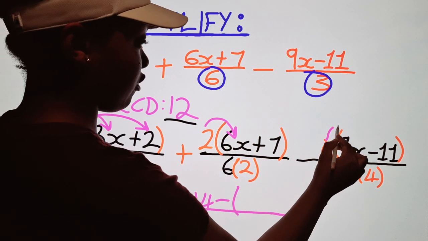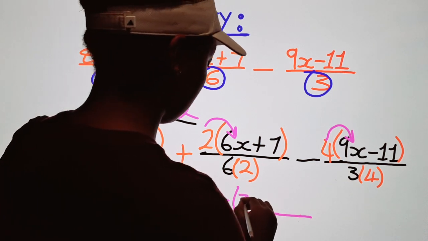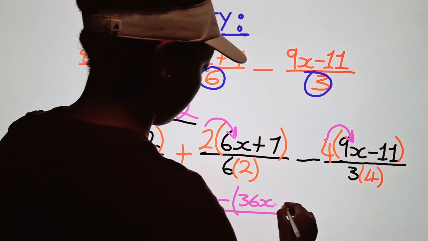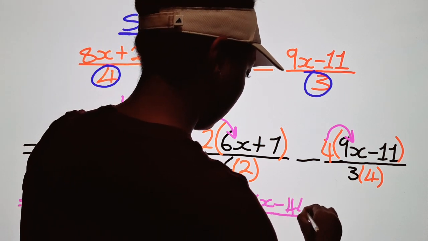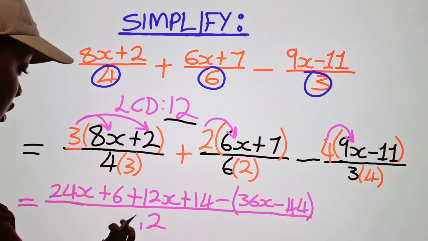Then I multiply 4 times 9x. 4 times 9, 9, 18, 27, 36. So it's going to be 36x. Then 4 times negative 11 is going to be negative 44. Again, negative 44 like this. Then all over 12.